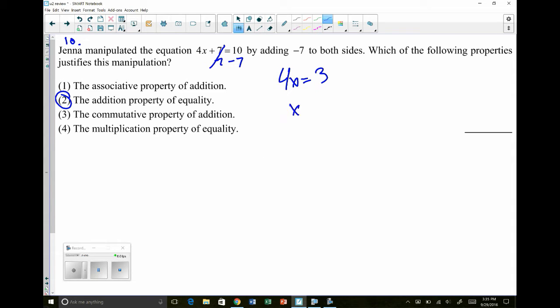In case you're wondering, x equals 3/4 is the solution to this equation. Notice that I left it as 3/4. 3/4 is a number. You don't need to write it as a decimal.